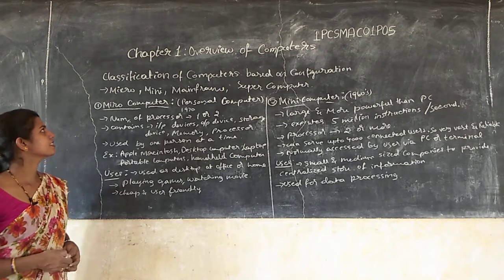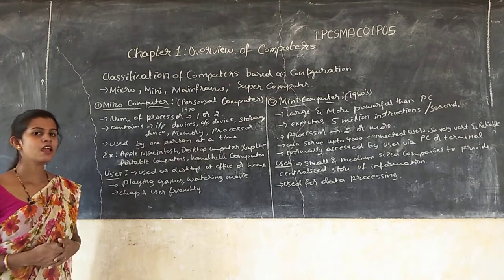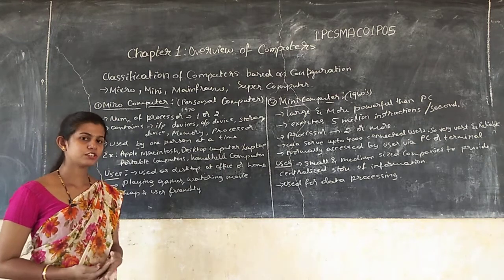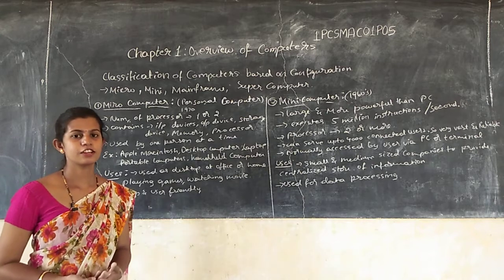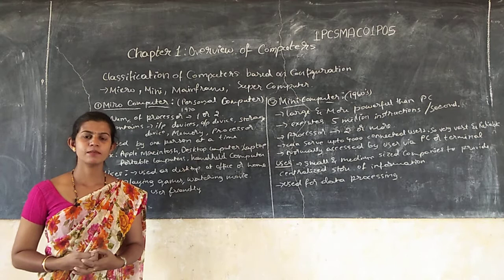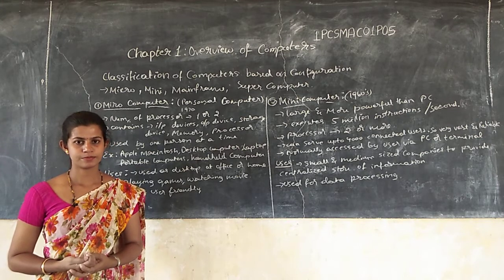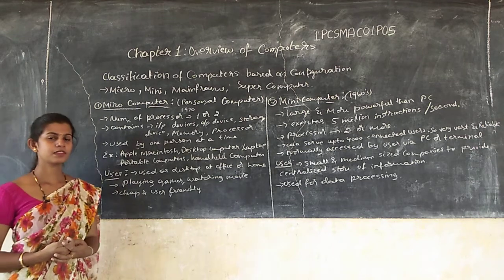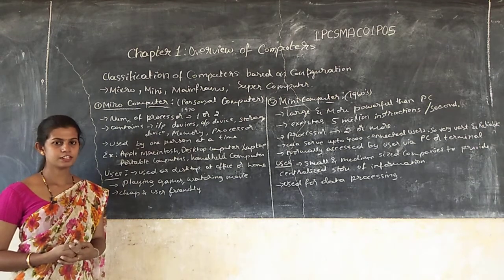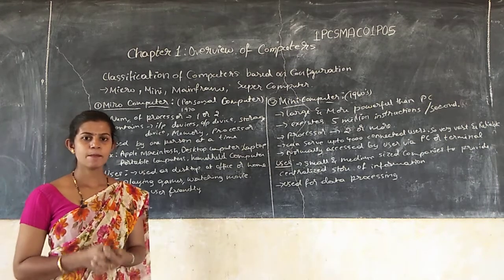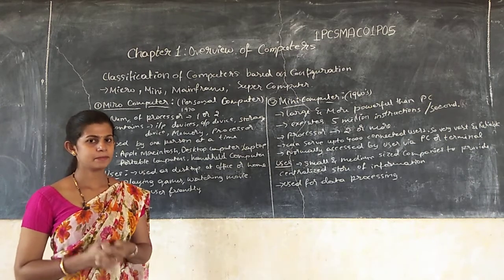The next topic is the classification of computers based on configuration. Based on configuration, computers can be classified into four types: microcomputer, mini computer, mainframe computer and supercomputer. Let us understand the microcomputer first. The microcomputer was developed in the 1970s and it is also called a personal computer or PC.